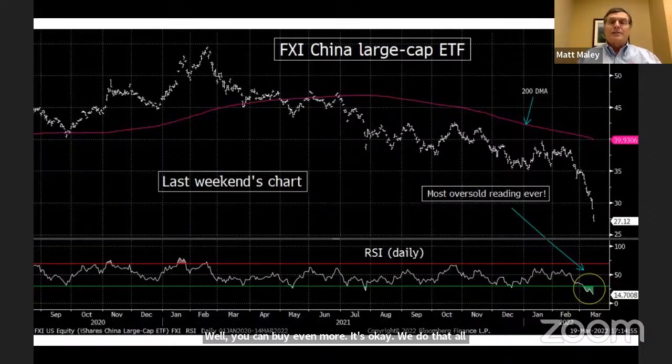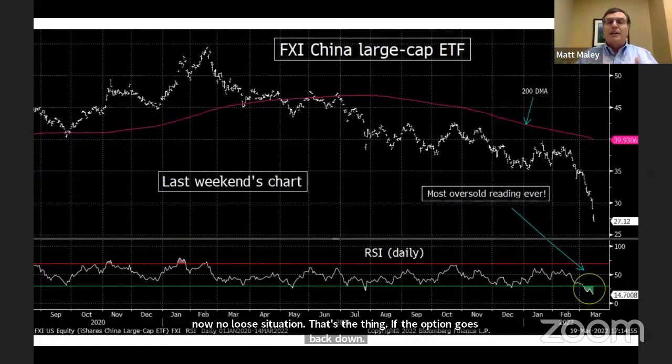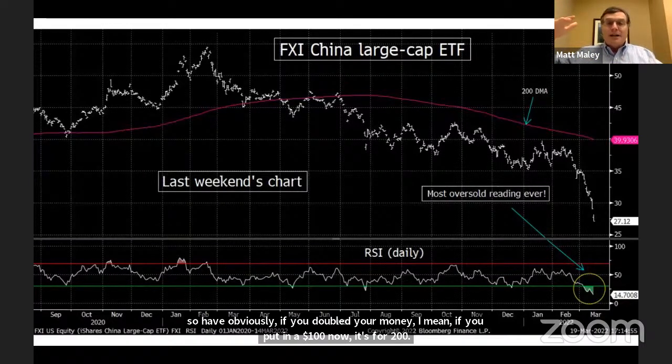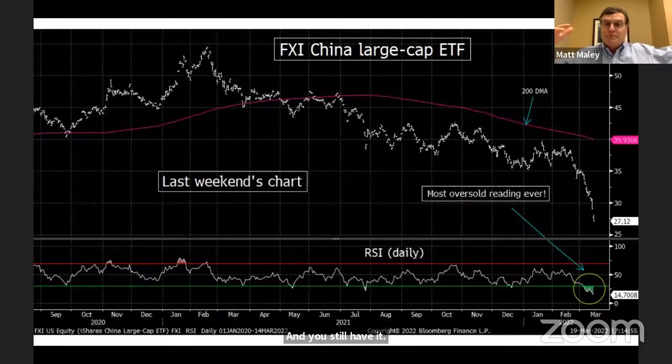If we get an option that goes up 100%, which we do most weeks, we'll get something that goes up over 100%, and we'll sell half. That's great. So now, no lose situation. If the option goes back down, well, I've sold half. Obviously, if you've doubled your money, that means if you put in $100, now it's worth 200, and you sell half of it. Okay, the $100 you put in is safe. Now you're playing with just gravy.